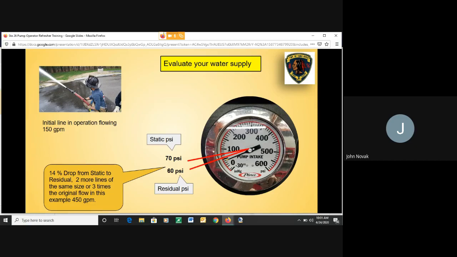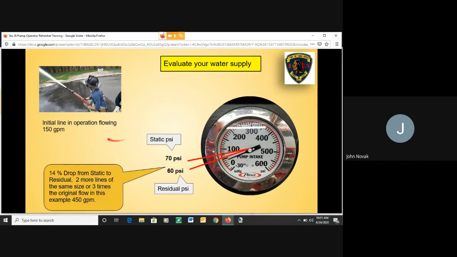So here's our compound gauge. It's kind of important that you, as a pump operator, if you're taking a feed from a hydrant, try to get the static pressure. So the static pressure is no water flowing, so we're not flowing anything yet. In this case, our static pressure is 70, right?